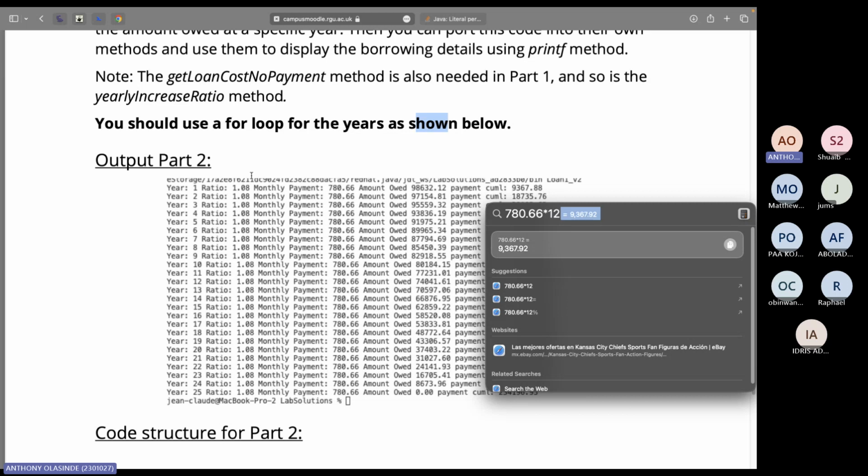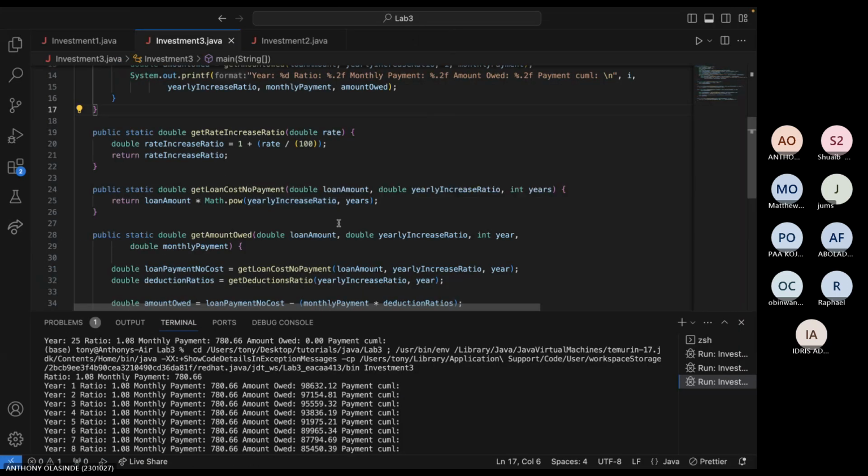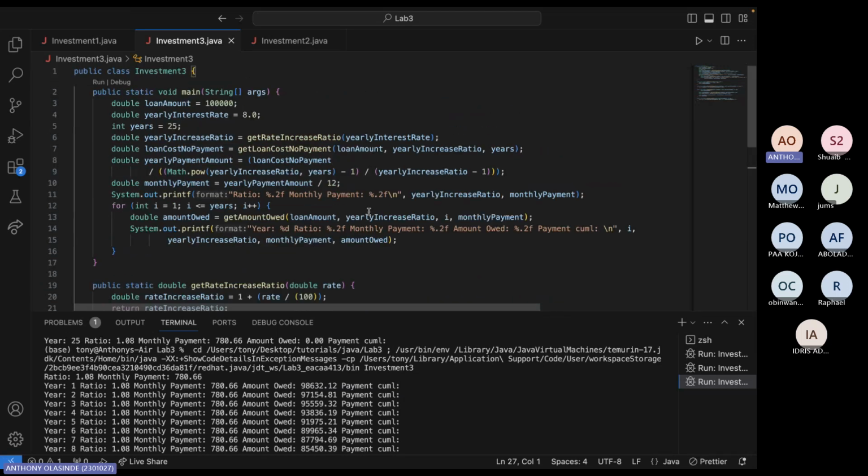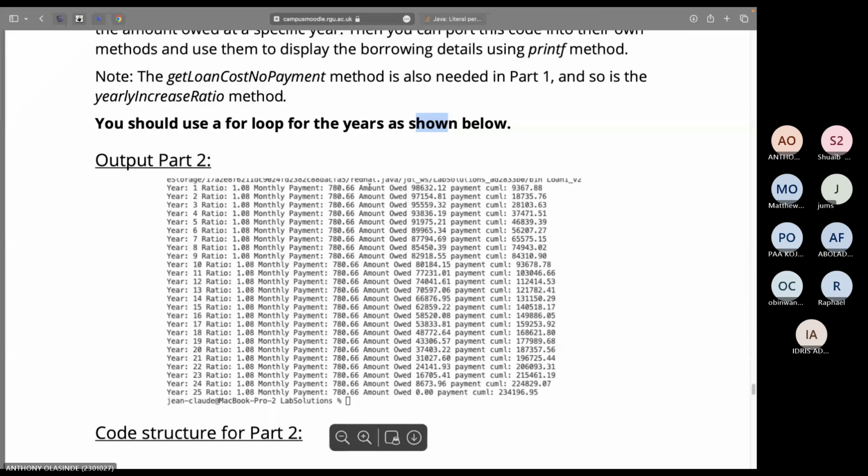We need to figure out what this is. Basically, this is the monthly payment amount, but we are calculating by year. For every year like this, we are multiplying this by 12, which means they've paid 12 times. On this one, they've paid 24 times. On this one, they've paid 36 times, up until 25 years. There are 12 months in a year, so that's where we get this payment accumulation.